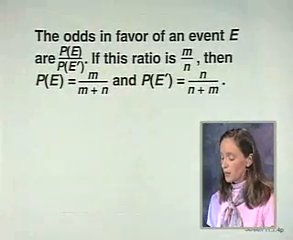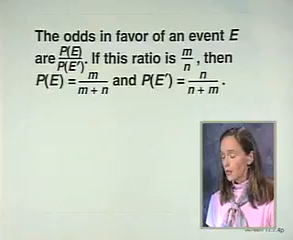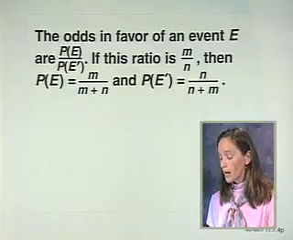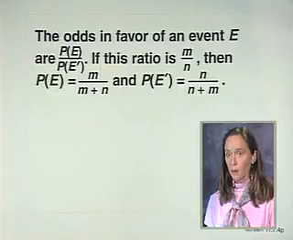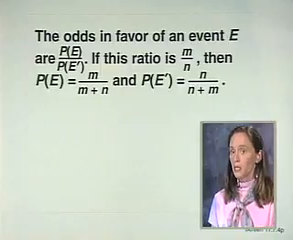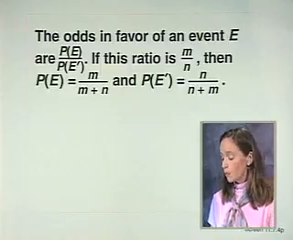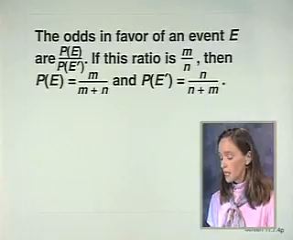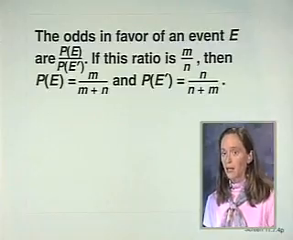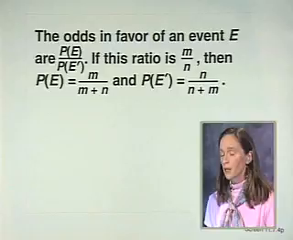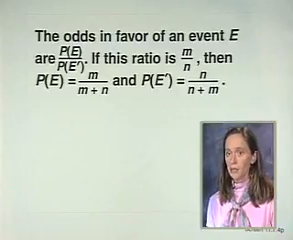Let's move on from here to define odds, and then we'll come back to this experiment. The odds in favor of an event E are P of E divided by P of E prime, its complement. If this ratio is m to n, then the probability of E is m over m plus n, and the probability of E prime is n over n plus m.